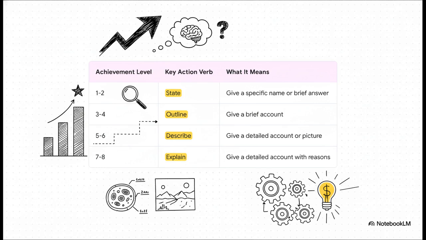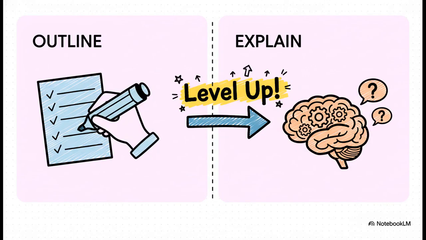Why did you pick that variable? Why are you following that procedure? You gotta have the answers. This little comparison says it all. To outline your controlled variables, you can just list them. Easy enough. But to explain them, you need to justify why they have to be controlled and then detail the exact steps you're going to take to keep them the same.